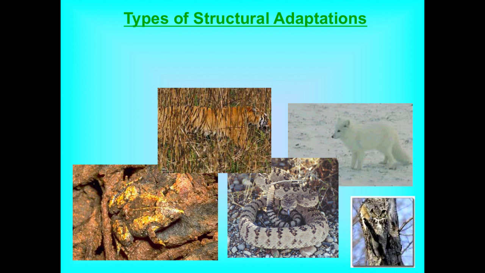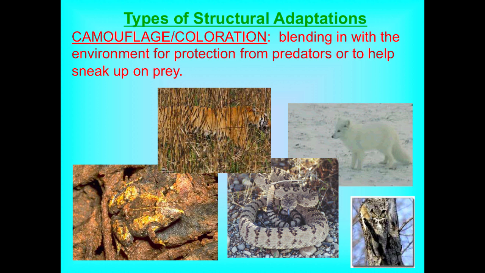So let's talk about a couple external. Colorization, camouflage, mimicry. Why do tigers have stripes? So that they can blend into the tall grass. Why is the Arctic fox white in the winter? So that he can blend in to sneak up on his prey. The rattlesnake with the grayish brown tones because it lives in the desert, and the owl that blends in with the bark of the tree. This blending with the environment is for protection from predators or to help them to sneak up on their prey.